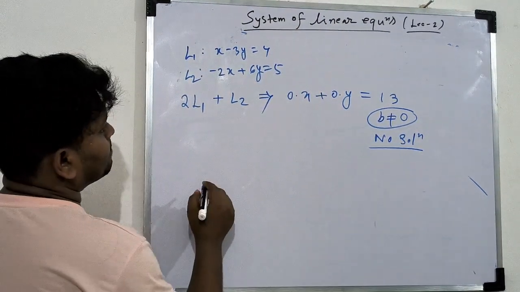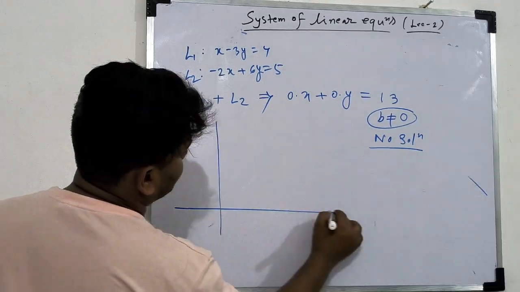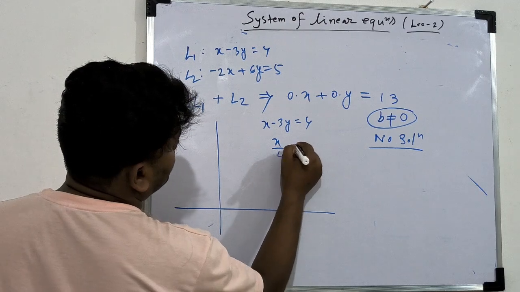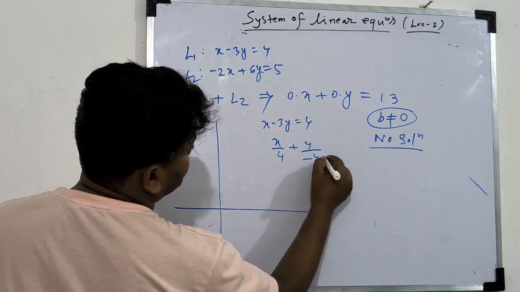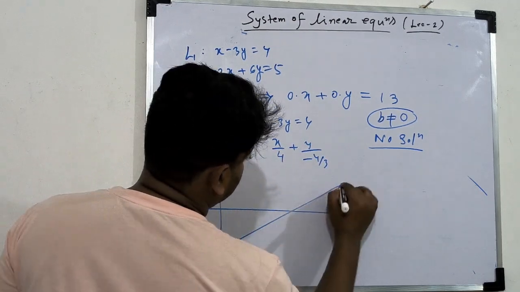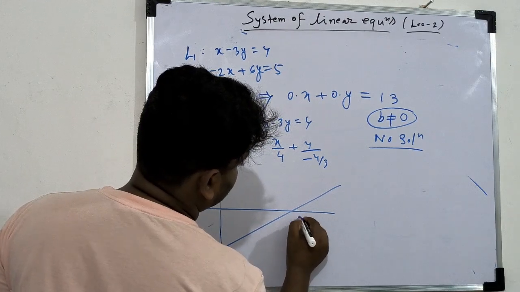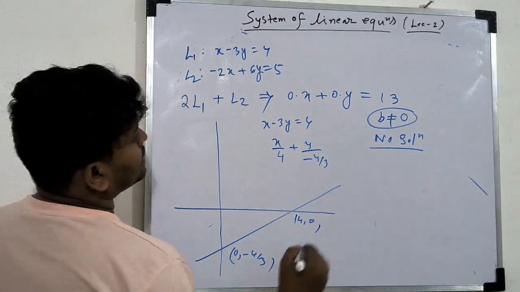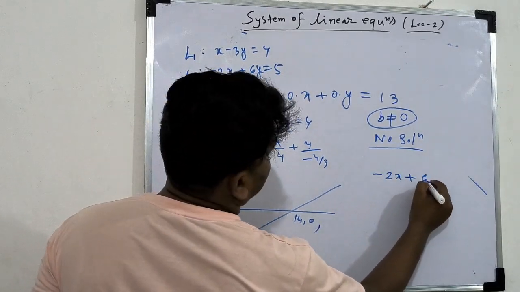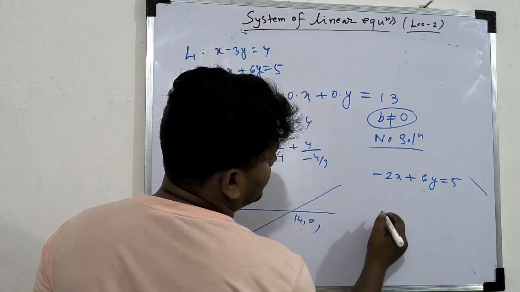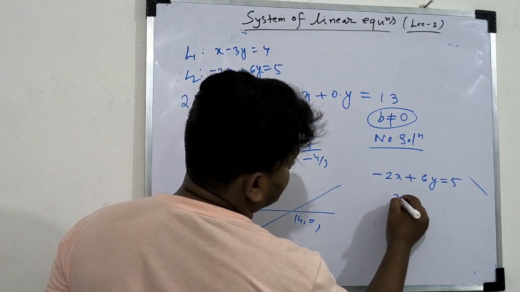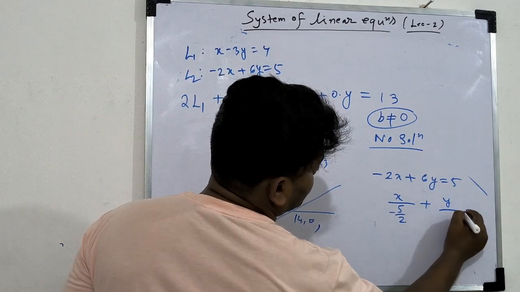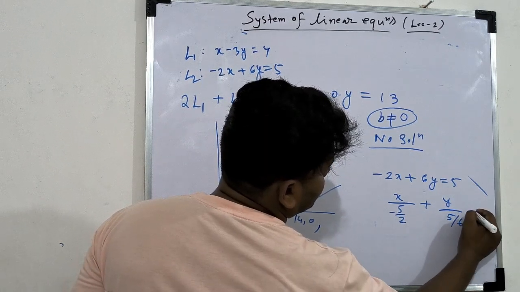You can check by the other rule. Here we have seen that x minus 3y equal to 4 can be written as x by 4 plus y by minus 4 by 3, so it will cut at 4 comma 0 and 0 comma minus 4 by 3. And if you take the other equation, minus 2x plus 6y equal to 5, and divide it by 5, this will be x by minus 5 by 2 plus y by 5 by 6 equal to 1.